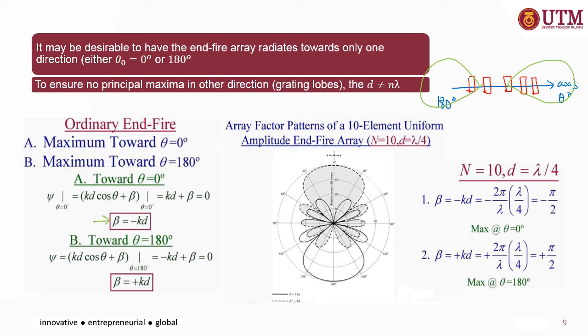Alright, so if you want to get the maximum direction towards 0 degrees, the beta must be negative kd. Remember for end fire, the elements are fed out of phase but with equal magnitude. For example here, you excite it on top, and this one the other way around. So to get 0 degrees, we need the phase difference equal to minus kd. But if you want the maximum direction, or main beam, towards 180 degrees, you need the beta equal to positive kd. Right, and the psi is equal to 0.